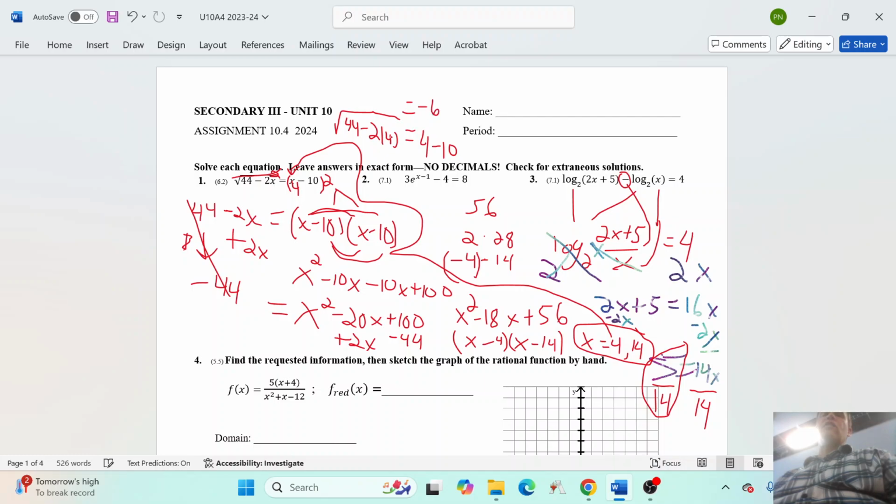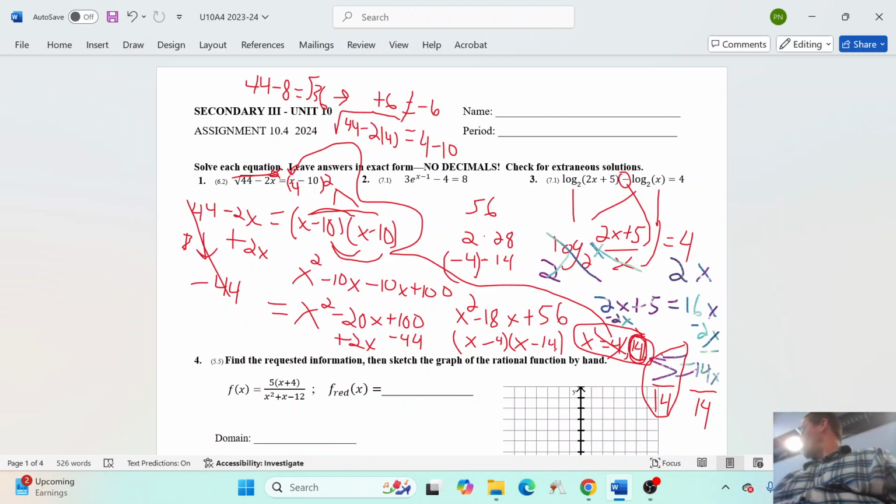And on this side, 4 times 2 is 8. 44 minus 8 is 36. And the square root of 36 is positive 6. And so positive 6 is incorrect because positive 6 does not equal a negative 6. So the actual answer there is just 14. Just 14. Sorry about that. Thanks. So that's just 14.